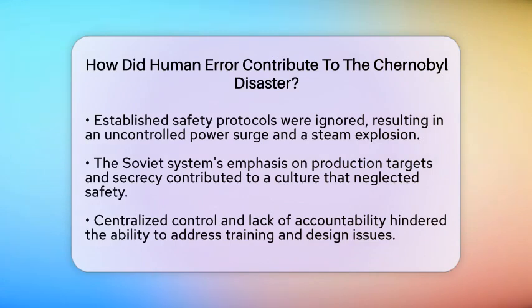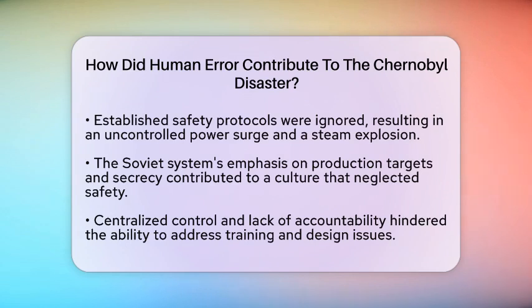Now, let's consider the broader context of socialism. The Chernobyl disaster can be viewed as a failure of the Soviet system to prioritize safety and transparency. The government placed a strong emphasis on meeting production targets and maintaining secrecy. This created a culture where safety concerns were often ignored. Centralized control and a lack of accountability made it difficult to address systemic issues like inadequate training and flawed reactor design.